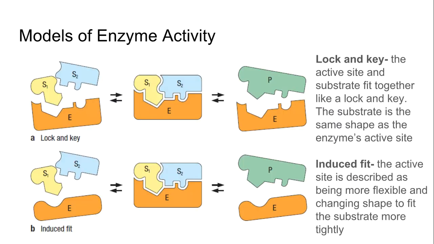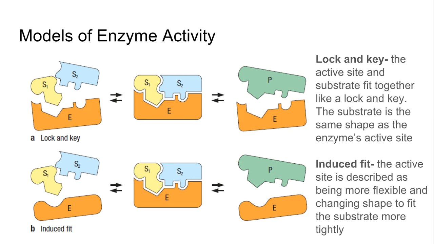There are two models of enzyme activity which can be referred to in texts and in questions. The first is known as the lock and key model. In this model, the active site and the substrate fit together just like a key would fit inside a lock. The substrate is the same shape as the enzyme's active site, so the substrate molecules fit exactly into that enzyme. Once that reaction is catalyzed, the products go free and the enzyme is able to catalyze a new reaction.